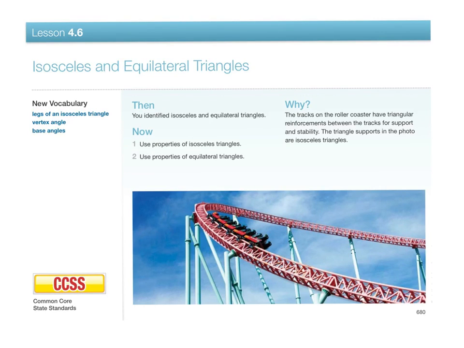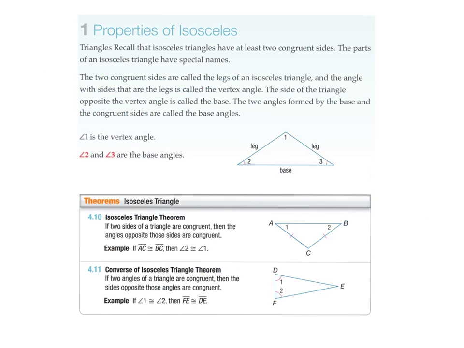Okay, 4.6, isosceles or equilateral triangles. So there's 4.6. Your new vocabulary today: the legs of an isosceles triangle. You know your base angles are always equal. Your legs must be congruent. The vertex angle is the one at the top, the one that's not congruent to the other two, unless of course it could be an equilateral triangle, but if it's an isosceles, the vertex is the third angle. And then finally your base angles, they're the ones where the two angles are both equal to each other. Here's the theorem that proves it.